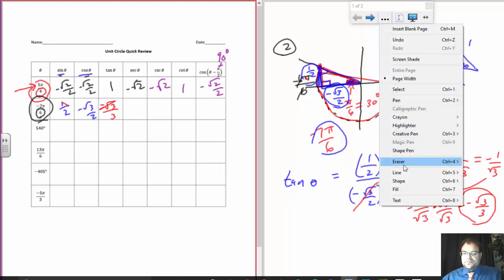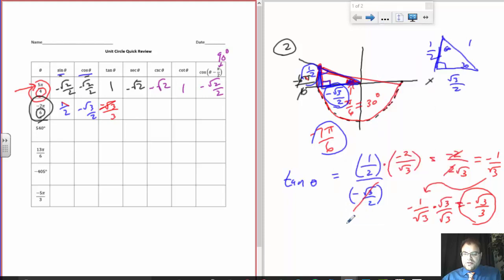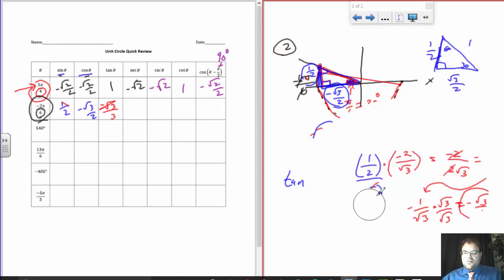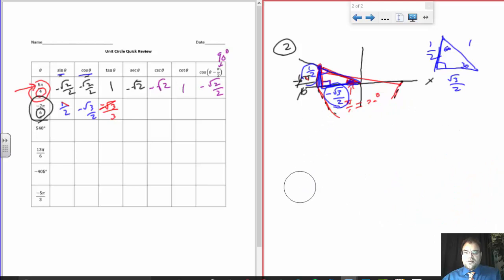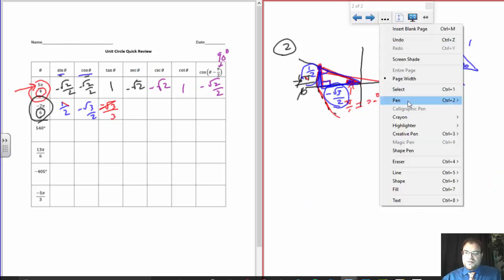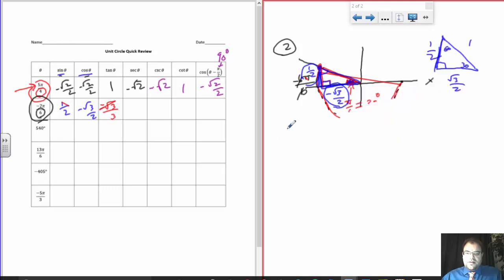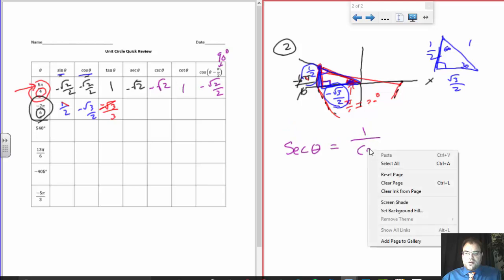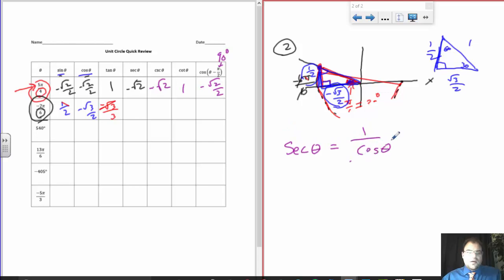Okay, let's go ahead and erase this portion at least, because I don't need anything else. Let's find the secant. We're going to say the secant is the reciprocal of cosine. All right, I'm going to write that here. Secant theta is the reciprocal of cosine theta. We're going to take cosine's answer right here and just flip the numbers upside down. So if cosine is negative root 3 over 2, if we flip it upside down, it's negative 2 over root 3.